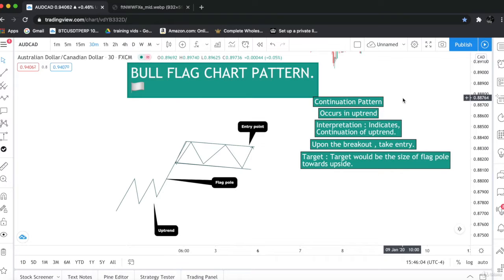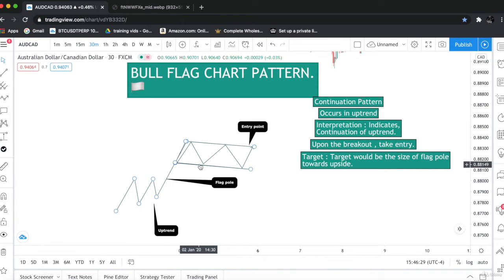Hello everyone, this is the bull flag chart pattern. The bull flag chart pattern is a continuation pattern and is exactly the opposite of the bear flag chart pattern. The bull flag chart pattern only occurs in an uptrend, and the interpretation indicates that it will continue to rally further upside.